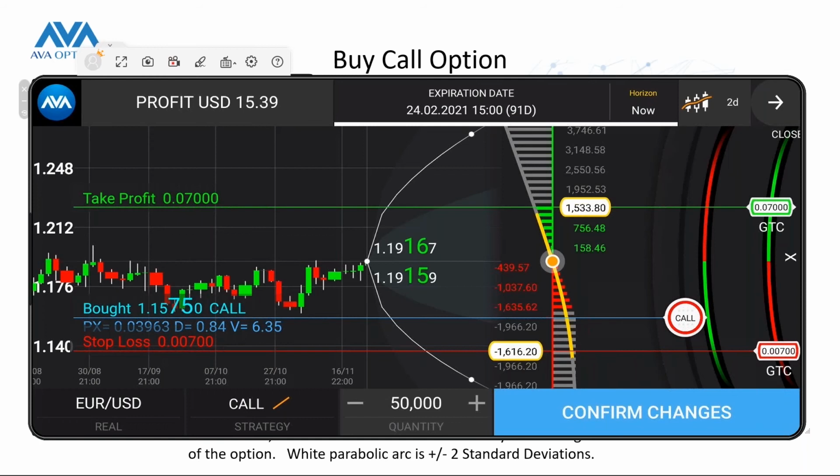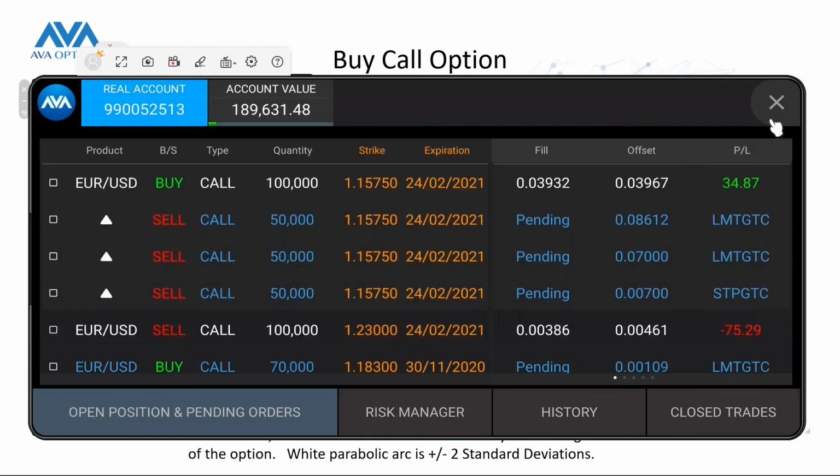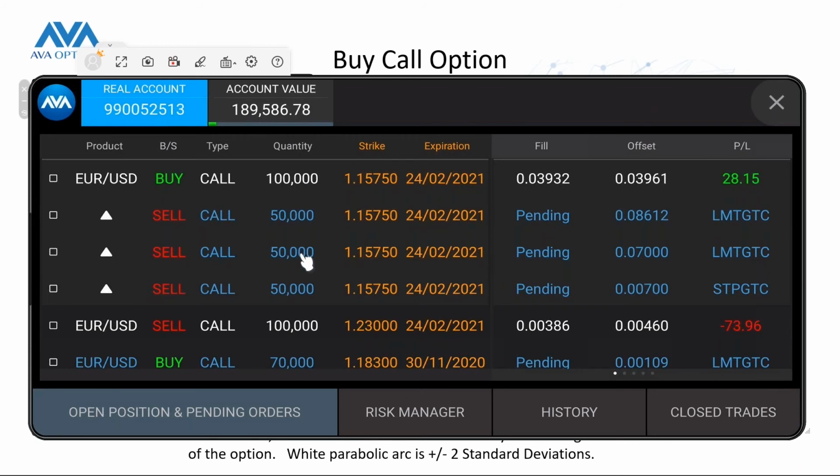I'm placing both of them. And now we're going to see we have both. We have 2 limit orders to sell above and 1 stop. And you see these prices. These prices were correct. Pretty cool. And of course, I could just close it outright, in which case those will disappear.